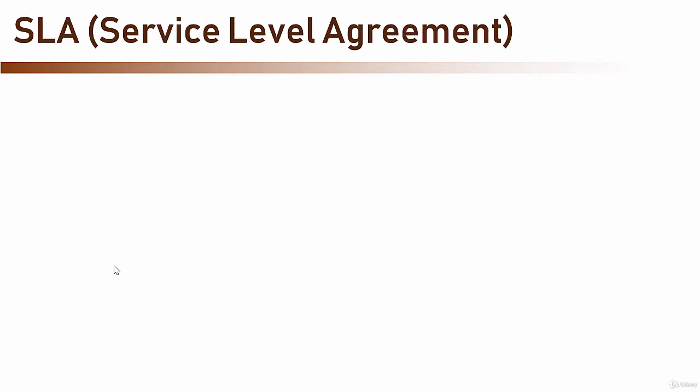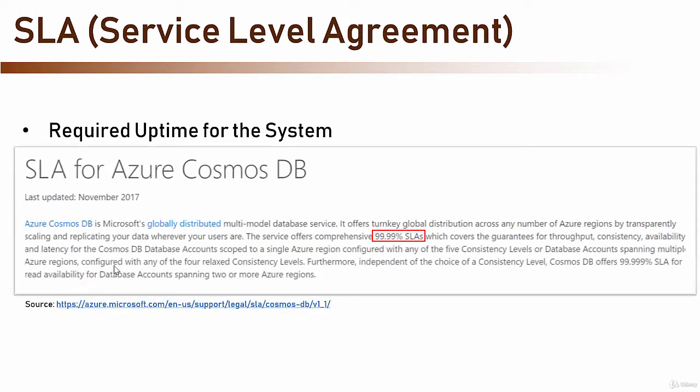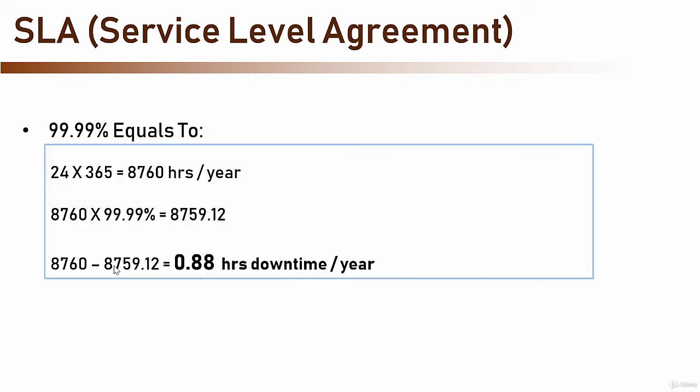SLA. The last functional requirement we'll discuss is the SLA. SLA, which stands for Service Level Agreement, describes what is the required uptime for this system in percentage. This term is widely used by almost all public cloud providers. One of the biggest competitions between them is on the SLA. For example, Azure Cosmos DB takes pride with its 99.99% SLA. This is translated to less than an hour of downtime in a year. Take a look at the numbers.